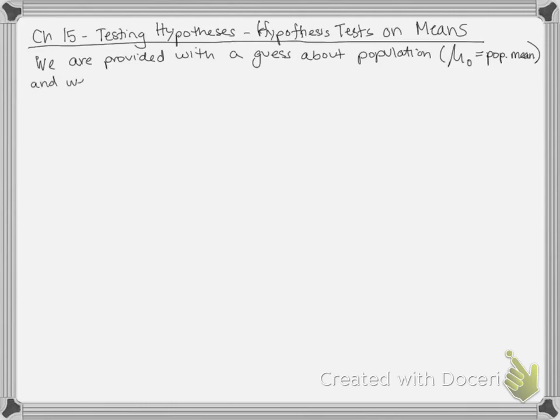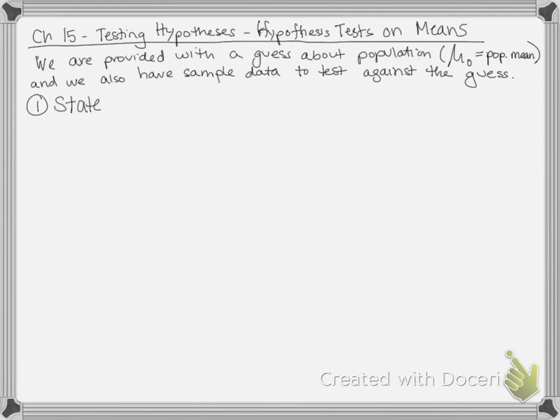And we also have sample data to test against the guess, right? So we basically are being told something is true about the population, and our job is to say, no, it's not. We believe that this other value is actually true, this information from our sample data. So the way that this works is it's basically got 3 steps.